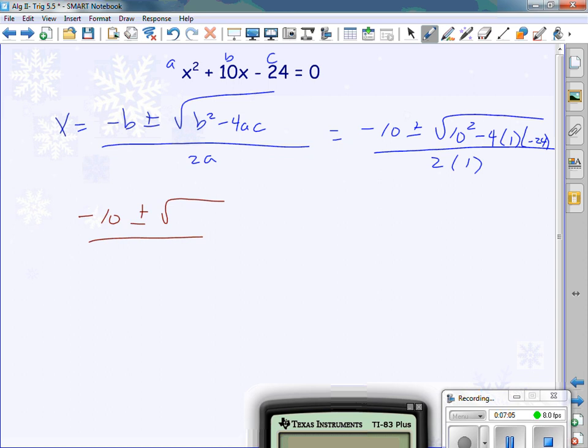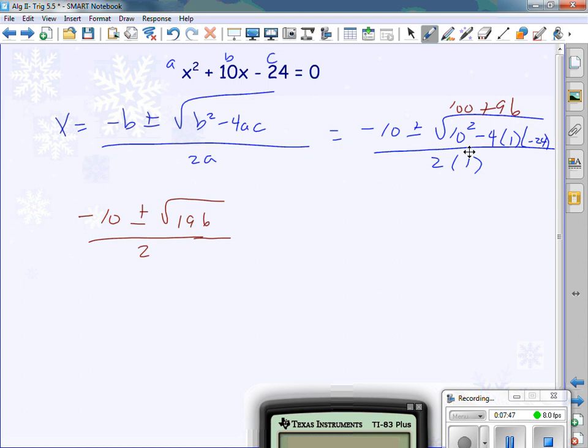2. To find out what this something is, notice everything is being divided by 2, not just the square root. What's 10 squared? 100. What's negative 4 times 1 times negative 24? Positive 96. Negative times a negative is a positive. So I have 100 plus 96 is 196. A few people made the mistake of losing the negative. The basic math is going to kill you.